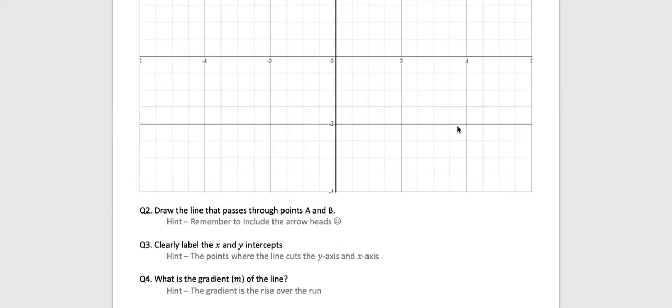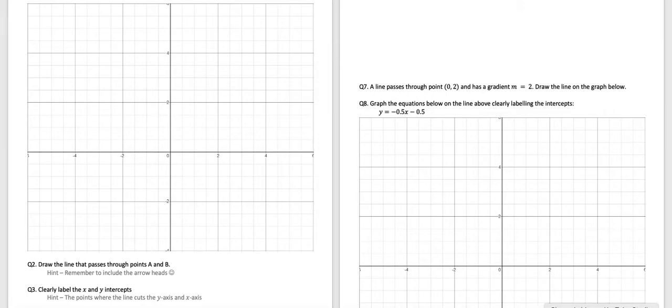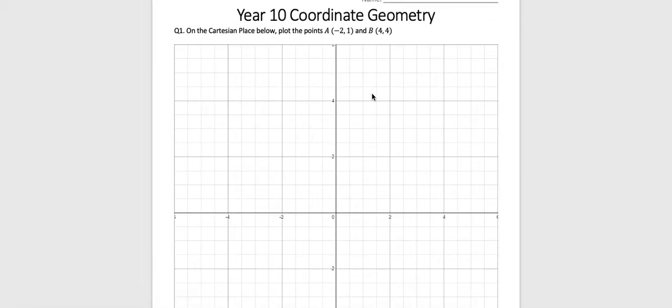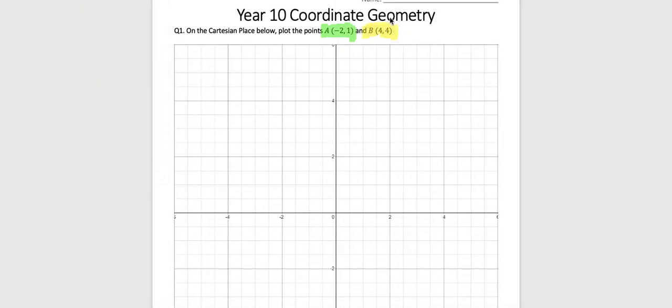So jumping back up to the top, consider we've got a Cartesian plane already drawn for us. Zoom it in just so we can see everything. So here's our Cartesian plane, and for question 1, it's asking us to plot points A and B. Now, recalling that when we're working with these points, these are called an ordered pair, and the way in which they work is that we have an x value and we have a y value.